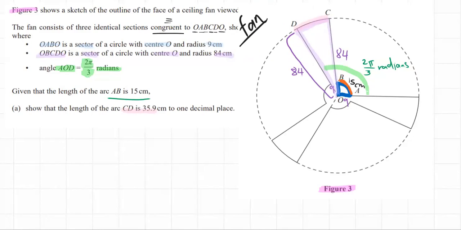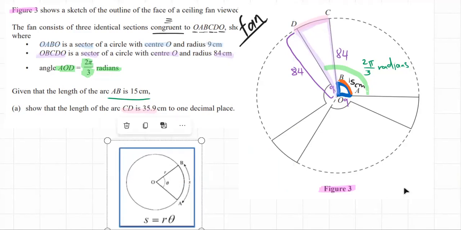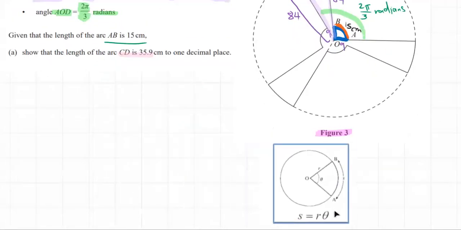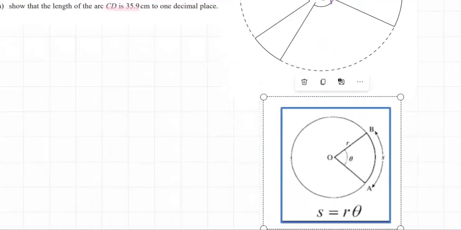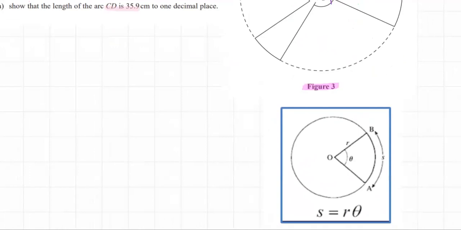Right, so for arc length, just grab this thing. Take a look at this little diagram. Arc length is depicted by the S, and our arc length is equal to the radius times theta. So if this was our arc length here, it's the radius times the angle between the 2 radii. Okay. So let's go. Part A.